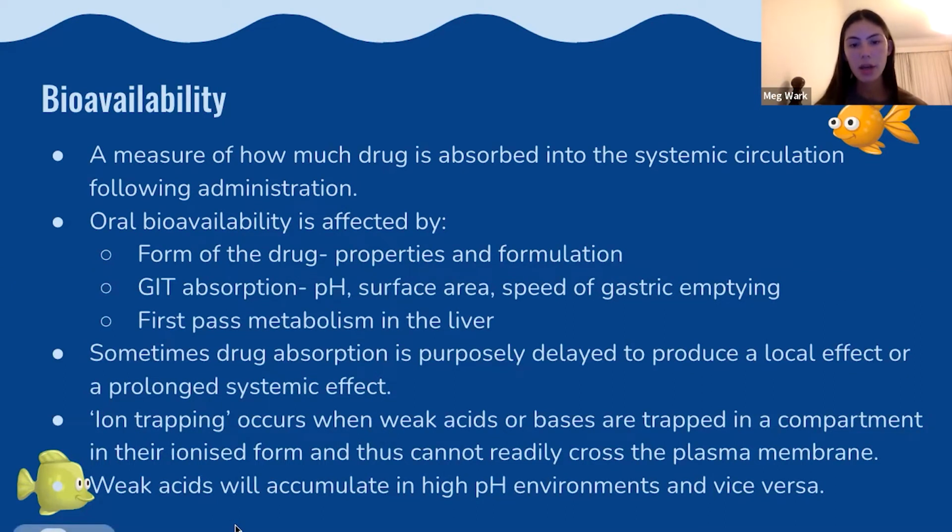Ion trapping occurs when weak acids or bases are trapped in a compartment in their ionized form, and thus they cannot readily cross the plasma membrane. Like I was saying before with ionization states, only unionized drugs can cross the plasma membrane. So if they're already in a compartment and then they're ionized, they won't be able to leave that area while they're ionized. That will occur if you have weak acids in high pH environments, and vice versa.